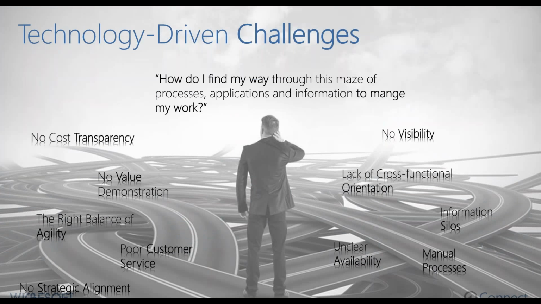So the technology-driven challenge is, how do I find my way through this maze? Oftentimes, we don't have the right visibility at the right times. We don't have the right balance of agility. We don't have a clear vision as an organization of who's really available to do this work. We have manual processes to make all these things happen and execute on these tasks and work elements that come across the board. And cross-functional coordination and orientation sometimes is difficult when we have these different silos. The idea is it creates a confusing and challenging landscape for us to navigate.